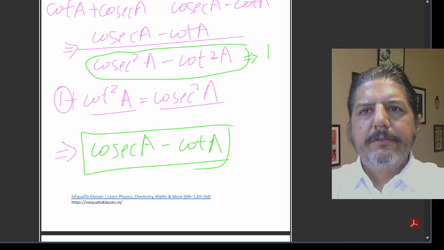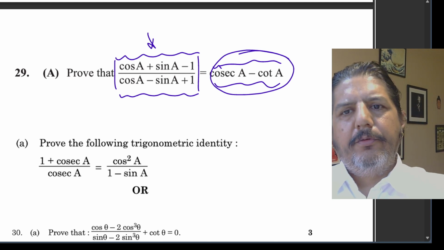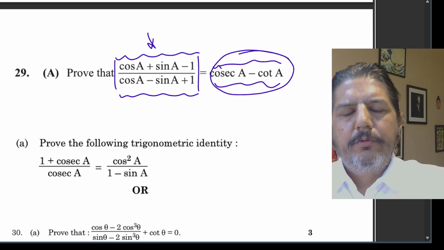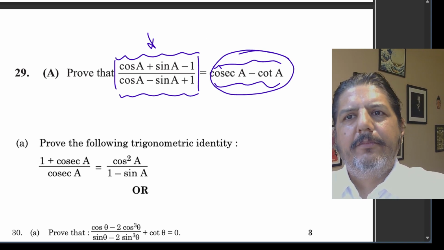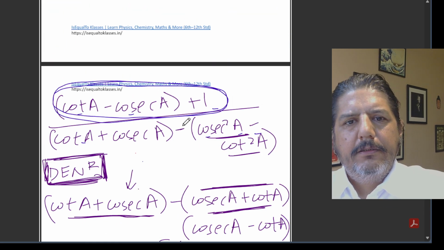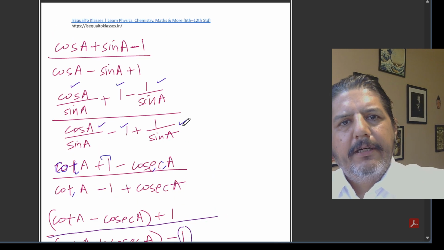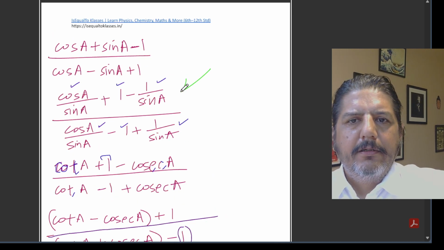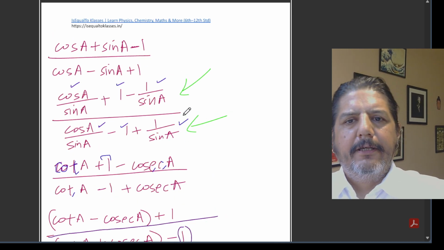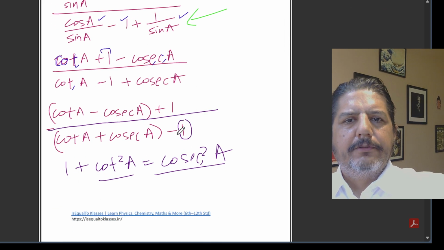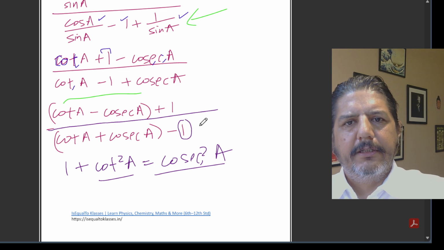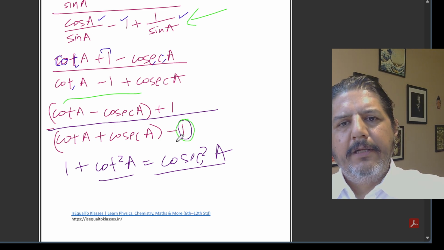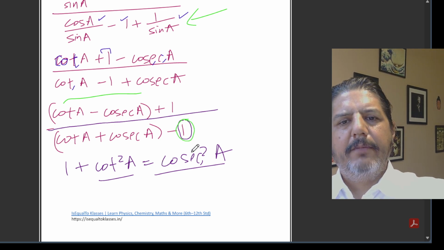So as told before, this is a bit difficult question, and it helps if you do this question twice or thrice. So my first step was I divided the numerator and denominator by sin A. Then what I did was I made pairs: cot A minus cosec A plus 1 and cot A plus cosec A minus 1. Then I replaced this 1 by cosec square A minus cot square A.